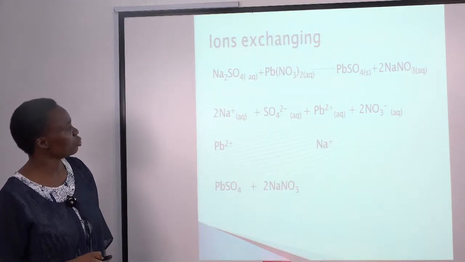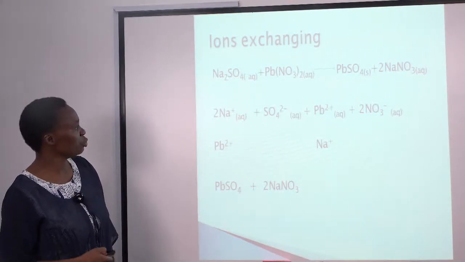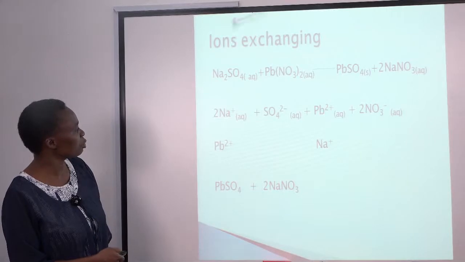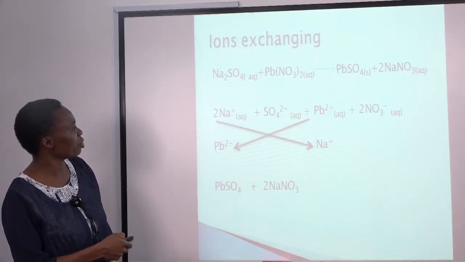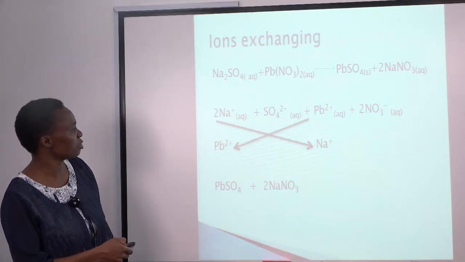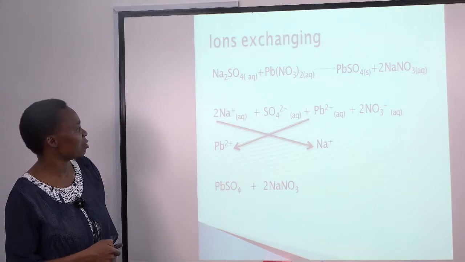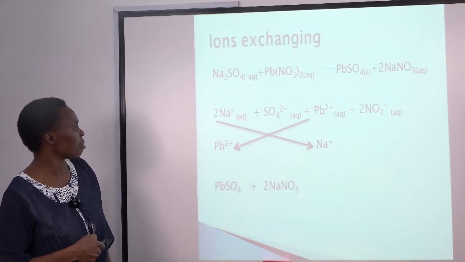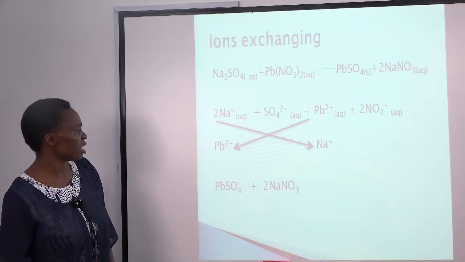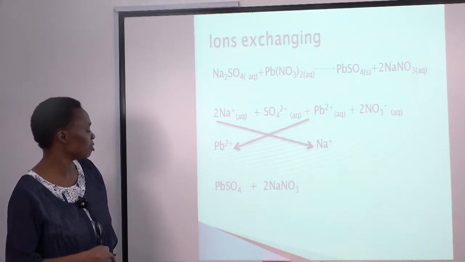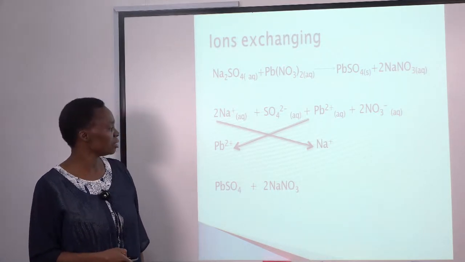Now next, we need to know how these ions normally exchange positions. You need to identify which are the ions in the solutions. The ions in the solutions are shown broken up here. You can see the ions that are in the solutions. Now, these two participants: we have the lead ions coming to take the position of sodium ions, and sodium ions going to take the position of lead ions. In that process, you have lead sulfate being formed and sodium nitrate also being formed.